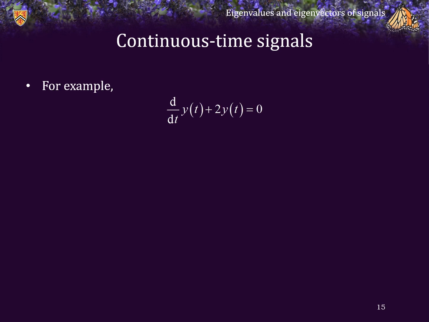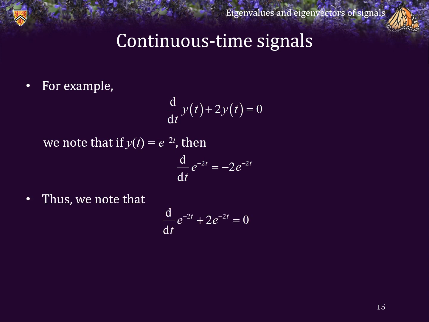For example, suppose we want to find solutions to the derivative of y of t plus twice y of t is equal to 0. Well, we note that if you let y of t equal e to the negative 2t, then the derivative of e to the negative 2t is just negative 2e to the negative 2t. Thus, if we substitute this into this equation, we get negative 2e to the negative 2t plus twice e to the negative 2t, and those two cancel each other out, giving us the 0 function. So thus, yes, y of t equals e to the negative 2t is indeed a solution to the above equation.